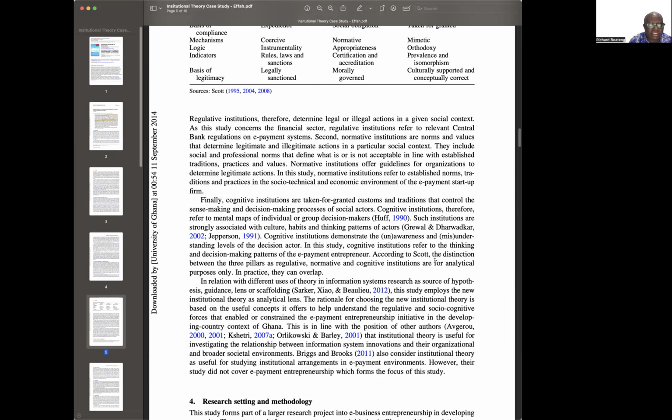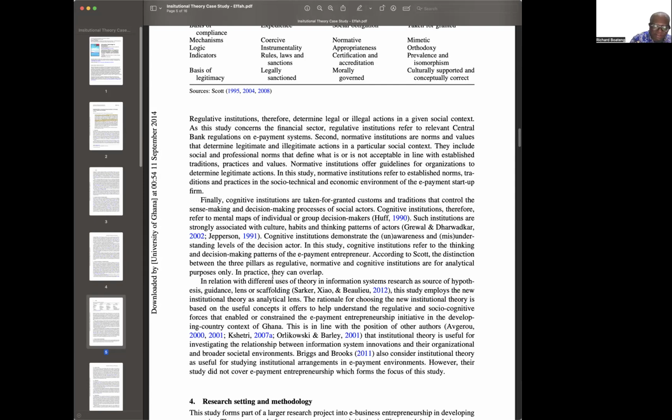So according to Scott, the distinction between the three pillars, regulative, normative, and cognitive institutions, is for analytical purposes only. In practice, they can overlap. So that's given there. Now, in relation to the different uses of theory in information systems research, as a source of hypothesis, guidance, or lens of scaffolding, this study employs the new institutional theory as an analytical lens.